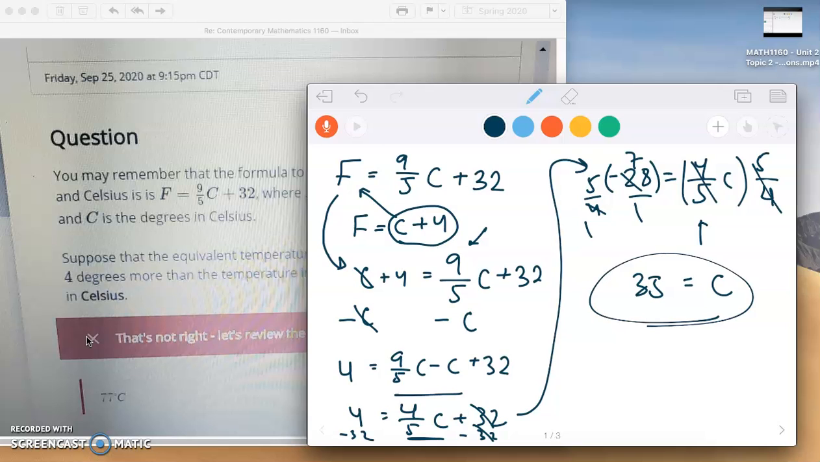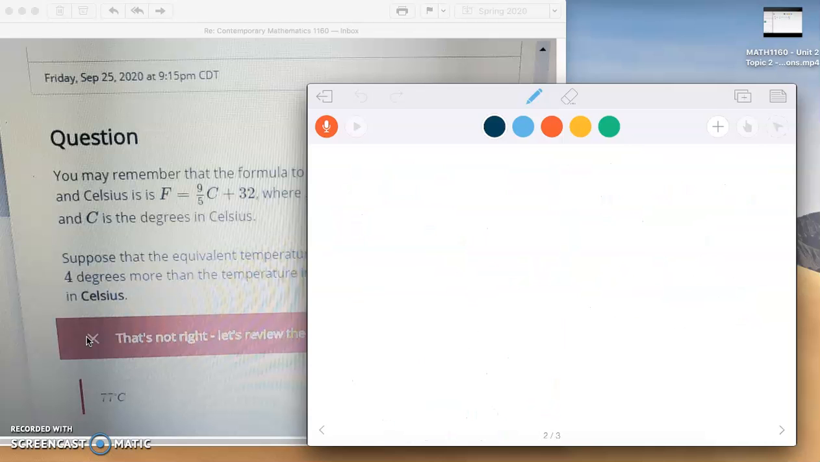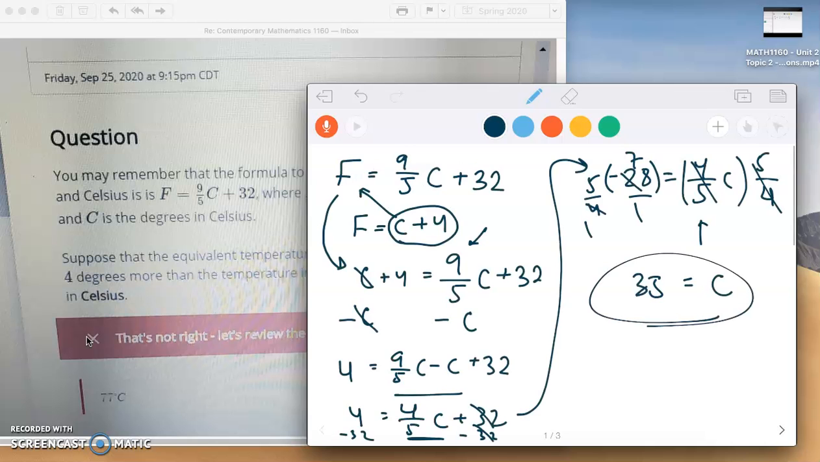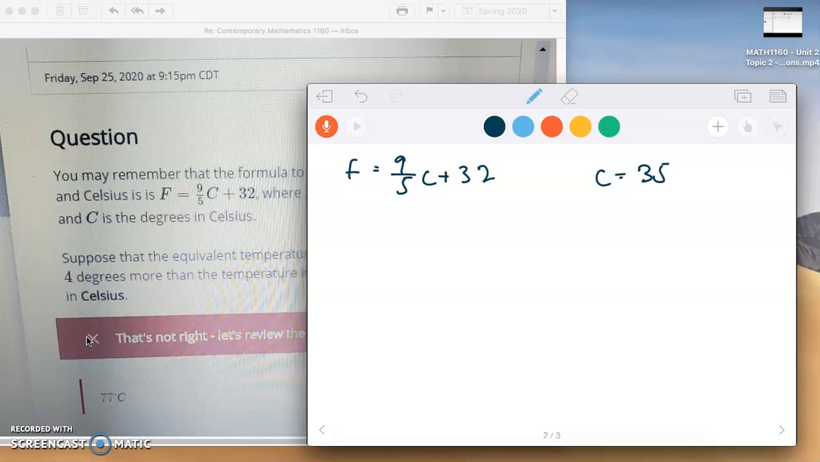So now we can double check that. Let's go ahead and convert that to Fahrenheit. So let's say we had F equals 9/5 C plus 32. And we said C equals, what did we say? 35. So let's plug that in there and see what we get. All right, so F equals 9/5 times 35 plus 32. And 9 divided by 5 times 35 gives us 63. So this equals 63. Uh-oh.